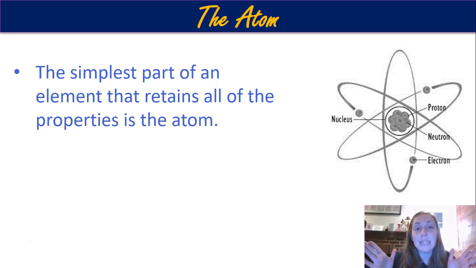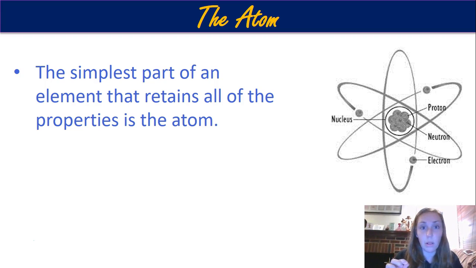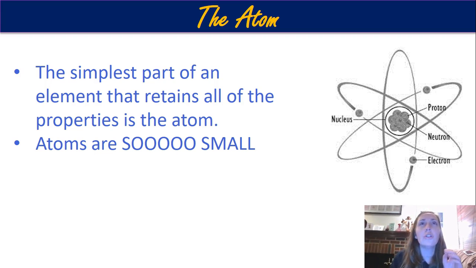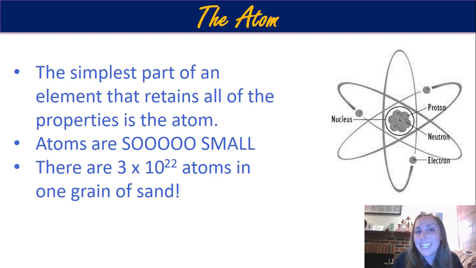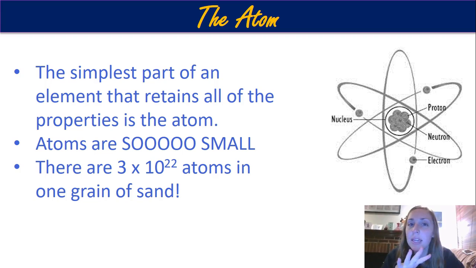So if you take an element and you cut it up, cut it, cut it, cut it so small into the smallest little bit where if you cut it anymore, it would no longer have the properties of the element, that's an atom. They are incredibly small. There are 3 times 10 to the 22nd atoms in 1 grain of sand. So I'm not talking about the whole beach. I'm talking about that one itty bitty teeny tiny piece, that piece that if it fell on you, you might not even feel it because it's so small. That has 3 times 10 to the 22nd atoms.